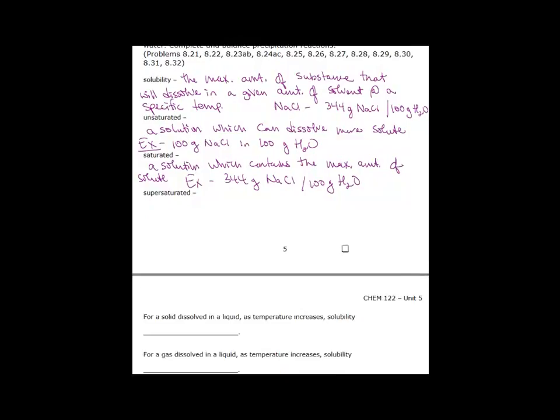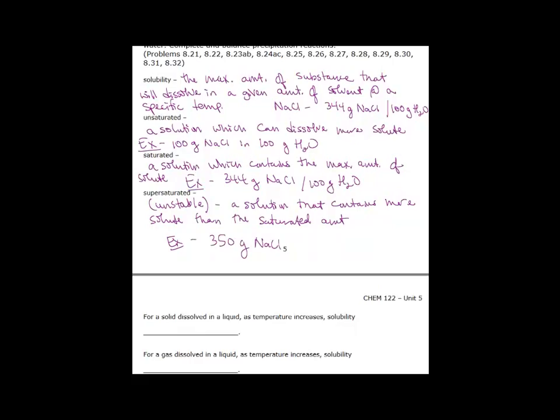Now, a supersaturated solution, this is unstable, by the way. It's not going to stay like this forever. This is a solution that contains more solute than the saturated amount. So my example: 350 grams of sodium chloride per 100 grams of water.